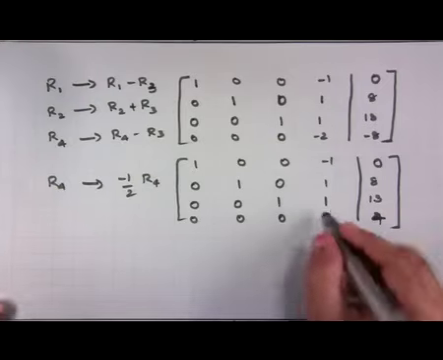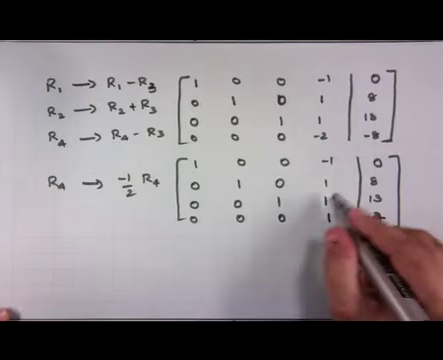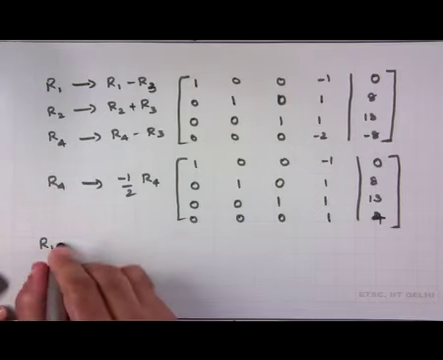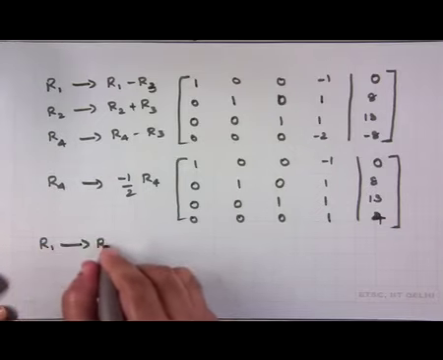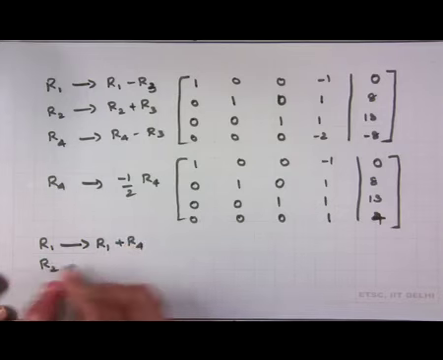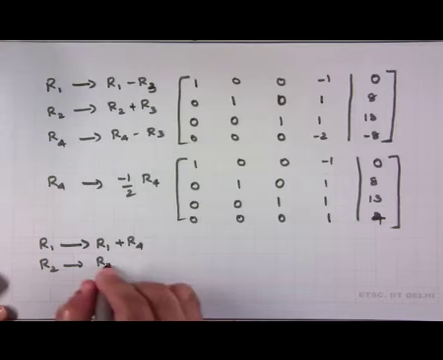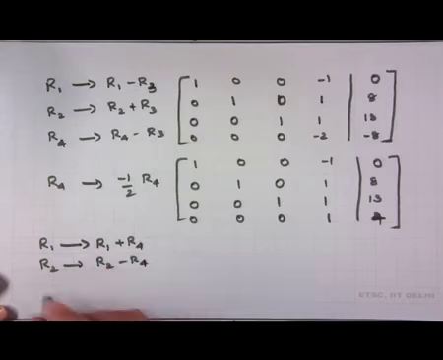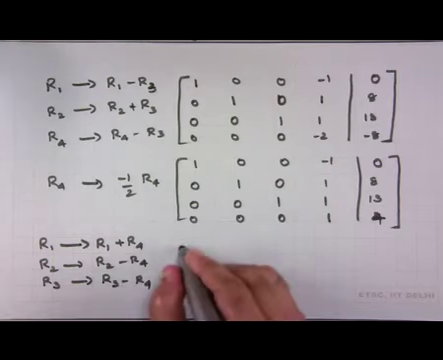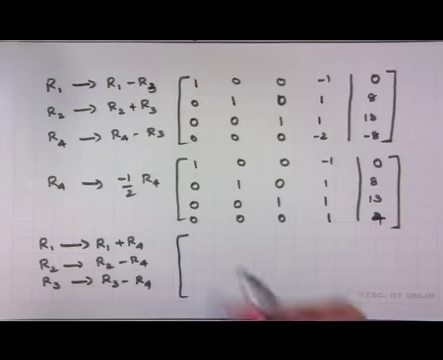So, let us convert the other elements in the last column which are 1, 1 and minus 1 into zeros. R1 is replaced by R1 plus R4, R2 is replaced by R2 minus R4, R3 is replaced by R3 minus R4. Now, let us do these operations.